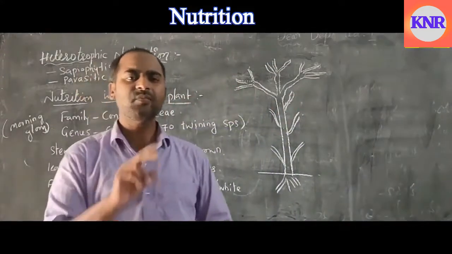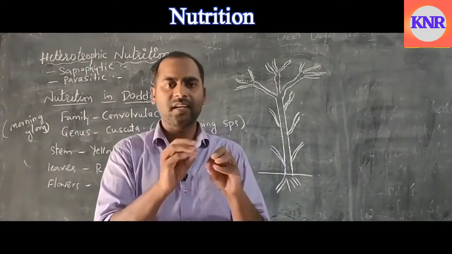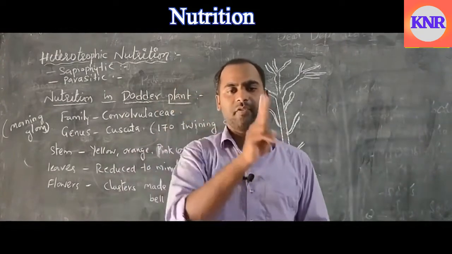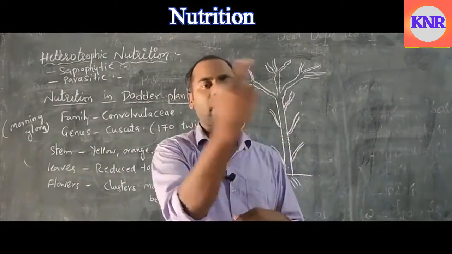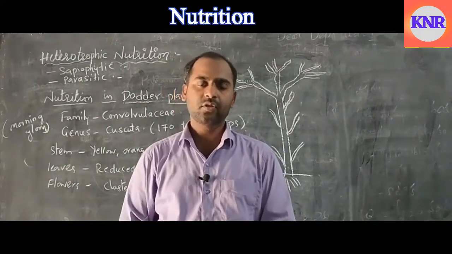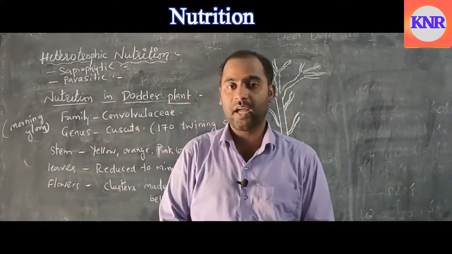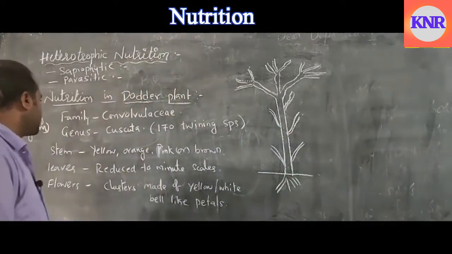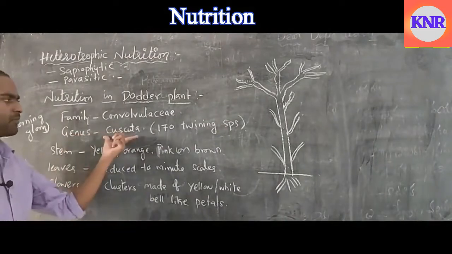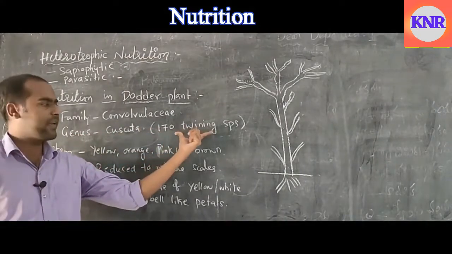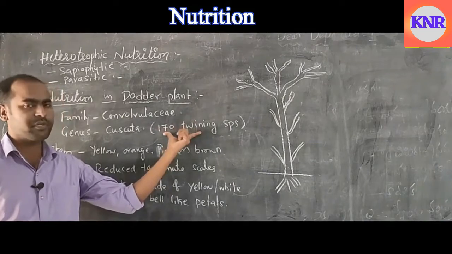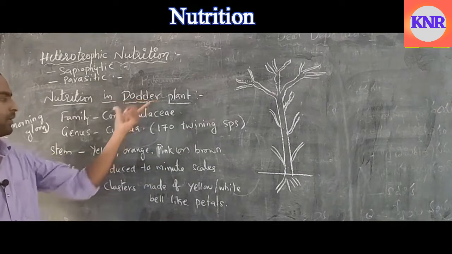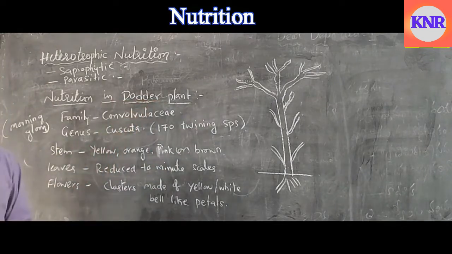Twining species are just creeping plants which contain a slender twining stem, which can creep and crawl around and twine around another plant. They do not have a strong stem; they have a very slender stem. So in this genus Cuscuta there are 170 twining species. Out of these 170 species, we are discussing only the dodder plant. Let's see how the dodder plant is present.